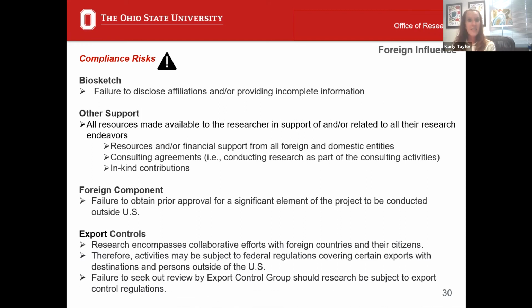And then this area of export controls. Luckily in my office, we have a team of individuals that work in this area. This has been another concern. We understand that research usually encompasses collaborative efforts with foreign countries and their citizens. Therefore, there may be certain activities that are subject to federal regulations covering certain exports and destinations, and maybe even with people outside of the US.